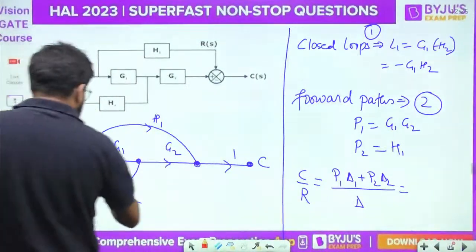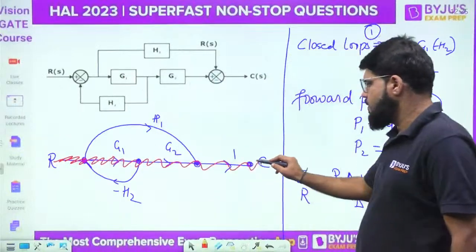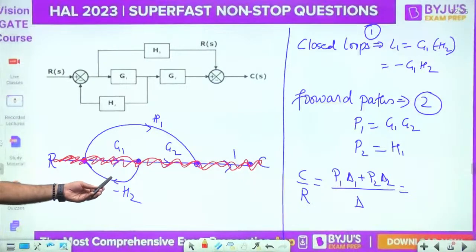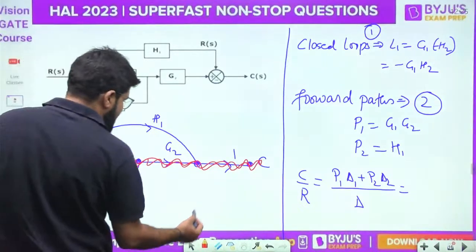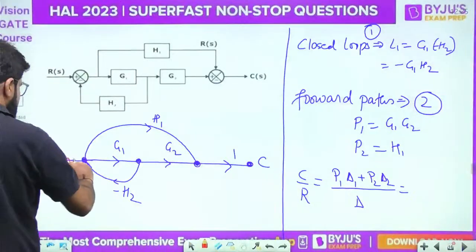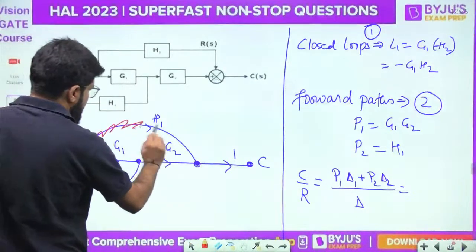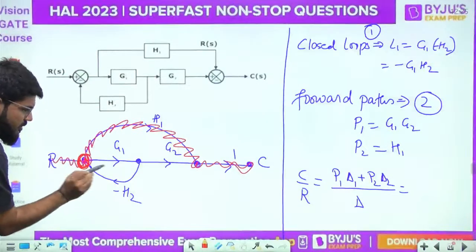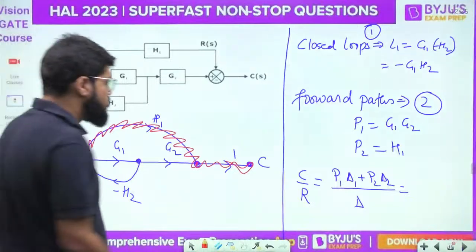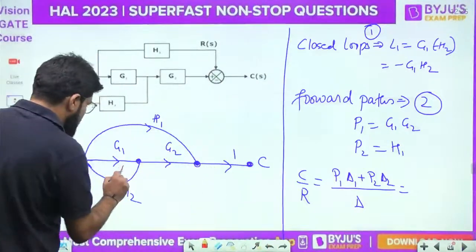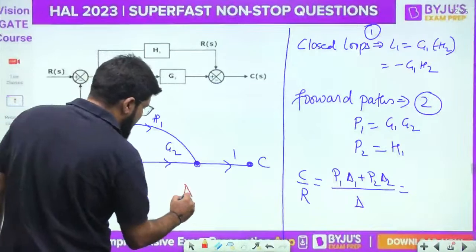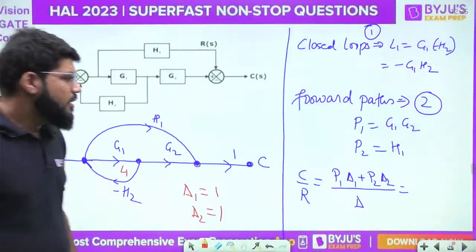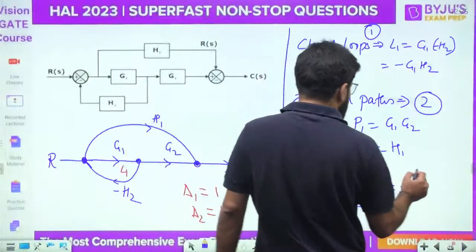So if you erase this particular path, the first forward path, then the loop is over. Then delta 1 will have the value 1. And even if you erase this second path, this node goes away, then also the loop will be open. So both the path factors are 1, because whenever there is no loop, the graph determinant is 1. So we have to add P1 plus P2.